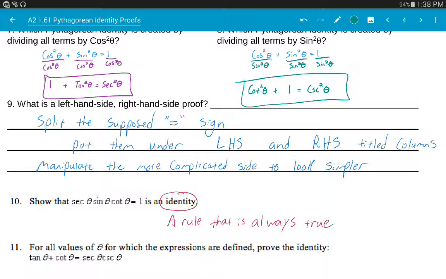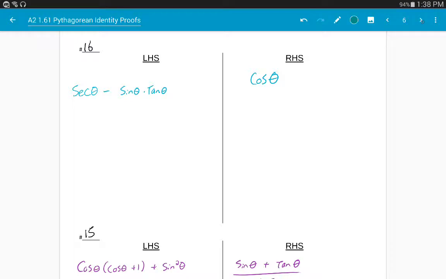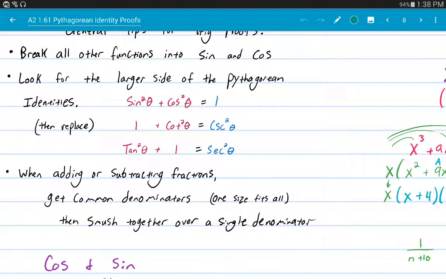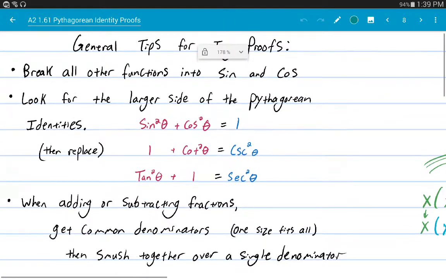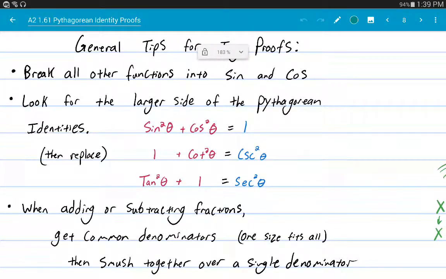I have a few selected, but I want to show you guys the three main steps, the three main techniques first. We had these written down in our notes. If you don't have them, your toolkit is empty. Your toolbox is empty, and so it's going to be difficult to do anything. Here are the general tips for trig proofs. We're always going to break all the other functions into cosine and sine.